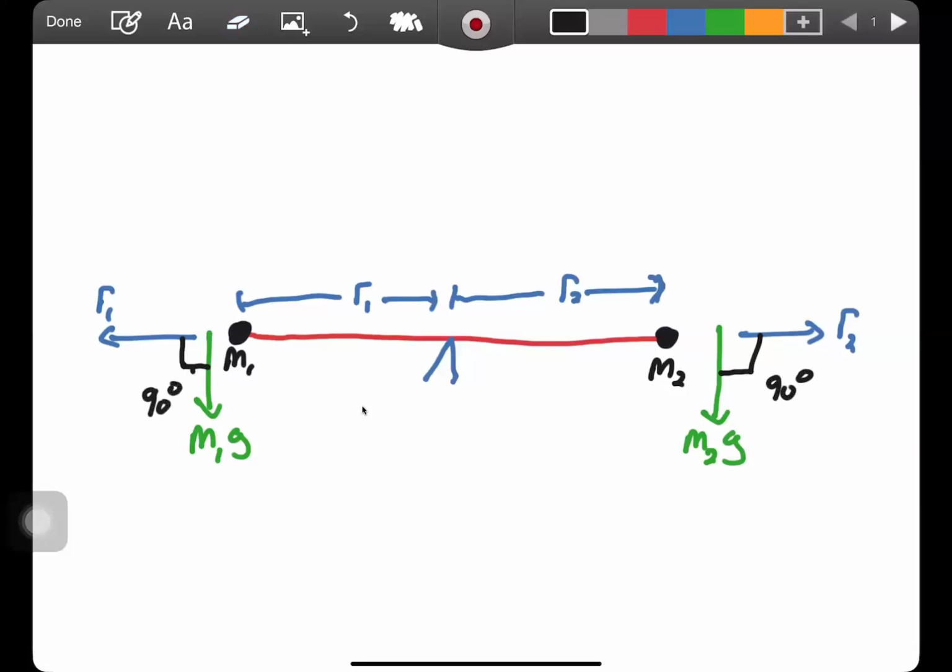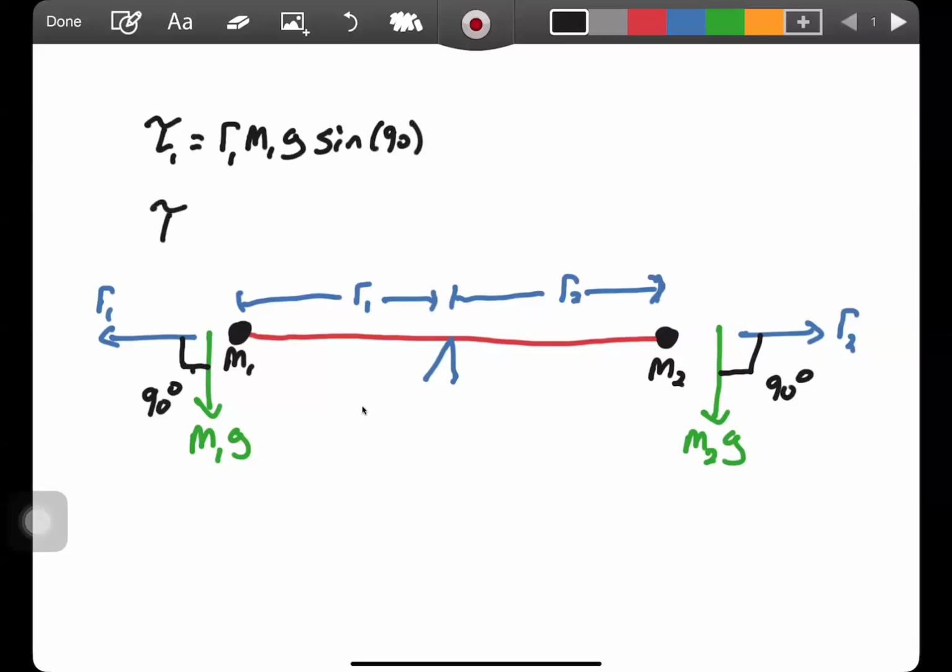And so torque 1 is going to be equal to R1 M1 G sine 90 degrees.